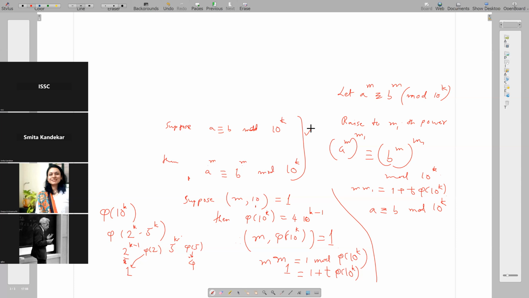Where you assume that M is 1 mod 10. This is what I have done so far. Then I derive that M is also congruent to pi of M. Therefore, I can raise it to M power and get A congruent to B, because M1 is 1 plus P times pi, and A raised to pi of M raised to K is 1. But therefore, we require that A should be relatively prime to 10 raised to K. That means A and B should not be even.